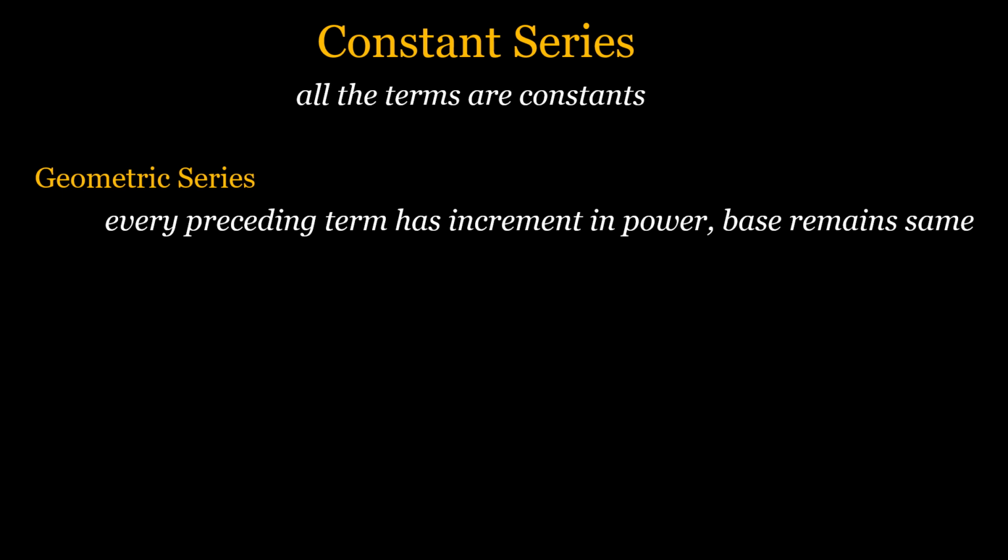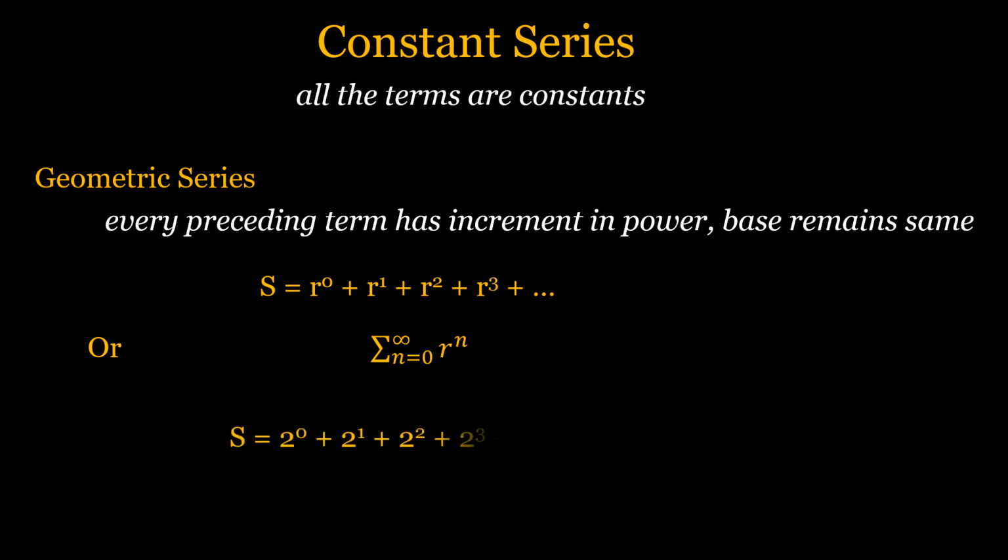The general form of a geometric series is s equals r to power 0, which is equal to 1, plus r to power 1, plus r to power 2, and so on. Or, in short form, it is. Notice that n, at the bottom, starts from 0th term. An example of a geometric series would be s equals 2 to power 0, plus 2 to power 1, plus 2 to power 2, and so on. And its short form is this.